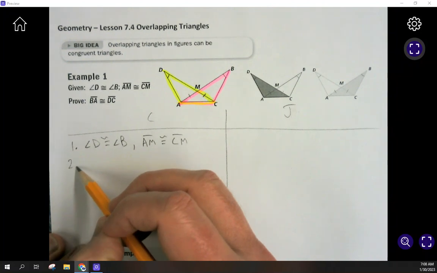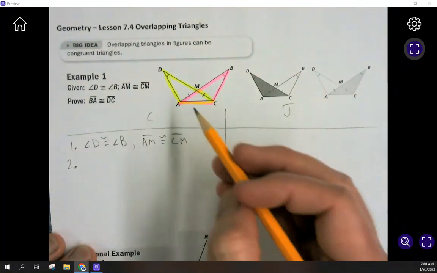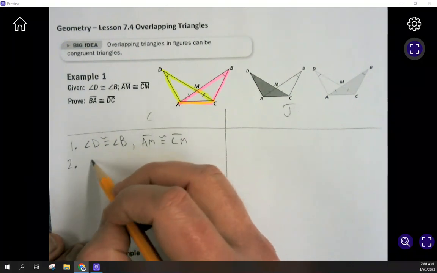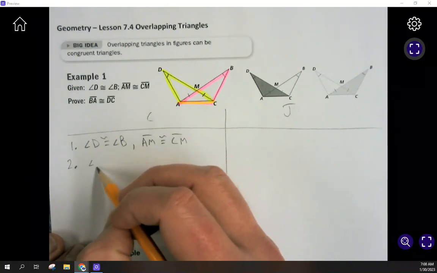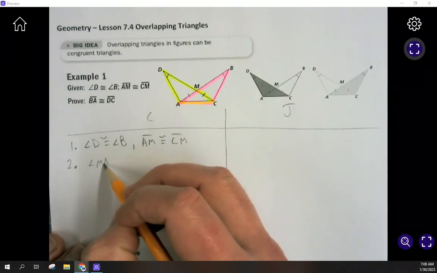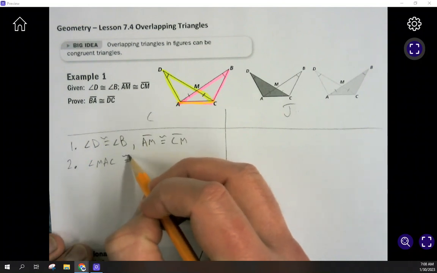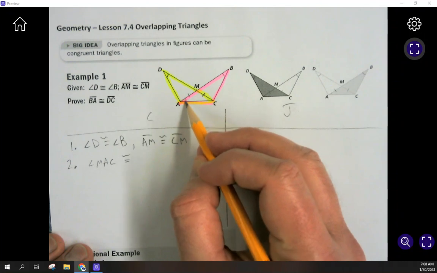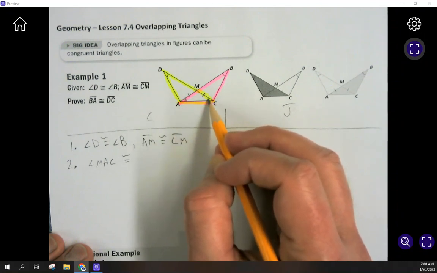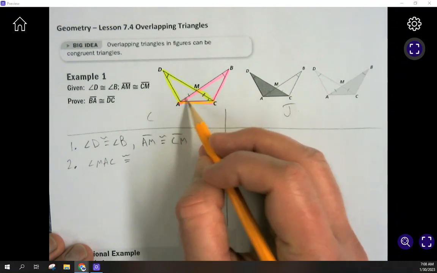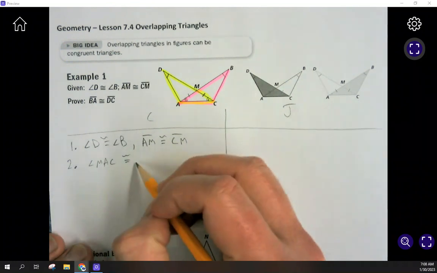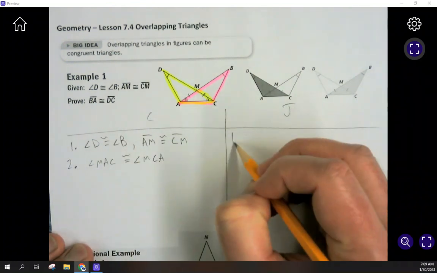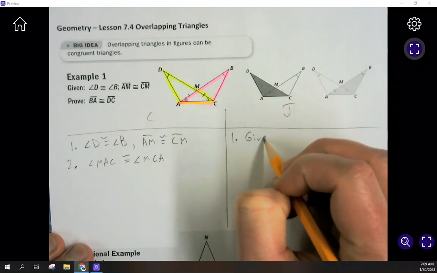All right, so you can go in any order that you want here. Let's start with the angles. All right, I know that angle MAC is congruent to, so MAC, that's this angle in here. It's got to be congruent to this one, MCA. I'll put two little loops there. So angle MCA. Of course, this was given. I didn't put that down yet.